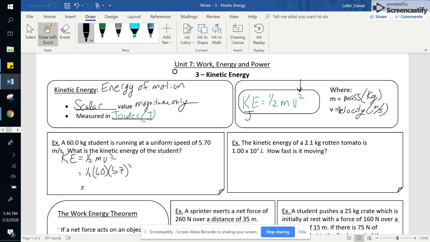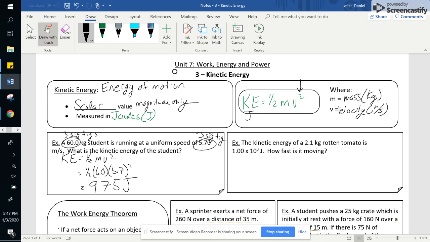So when we grab our calculator, you should get something in the neighborhood of 975 joules. Because again, we only need 3 significant figures, because this number has 3 significant figures, this number has 3 significant figures. So our answer can only have 3. That's why I rounded there.